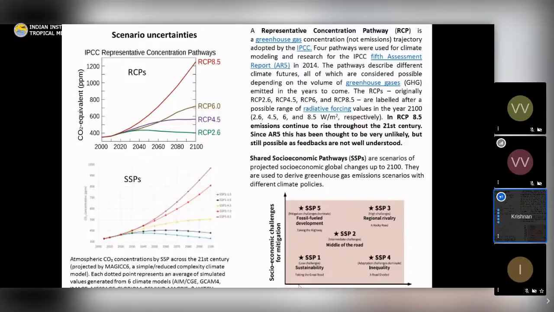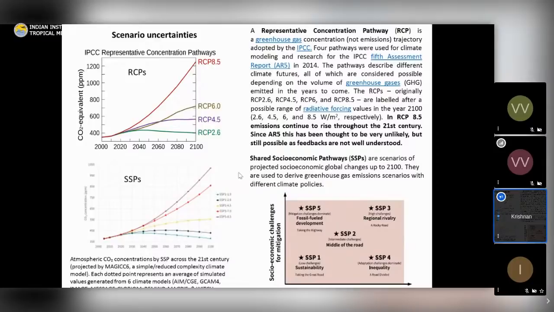This is basically a concentration trajectory adopted by the IPCC, and they describe different climate futures, all of which are considered possible depending on the volume of greenhouse gases emitted in the years to come. And later on, in recent times, they have realized that the RCP 8.5 is not a good scenario, and although it is thought to be very unlikely, still possible feedbacks are to be considered. That's the assessment.